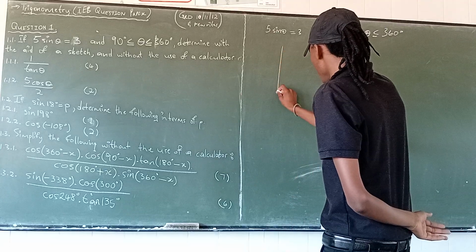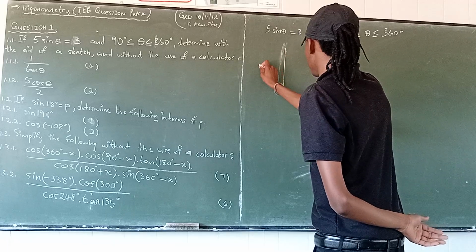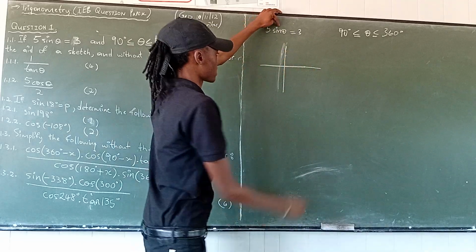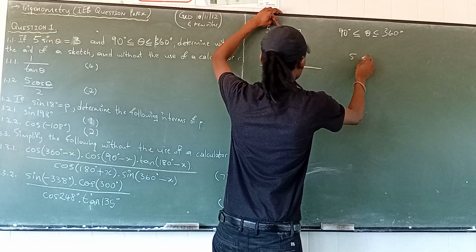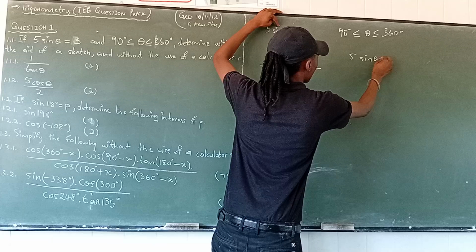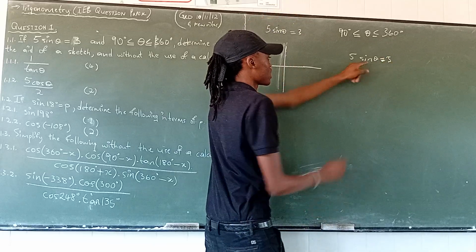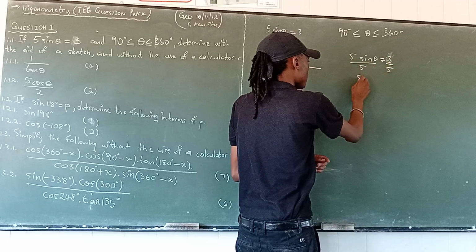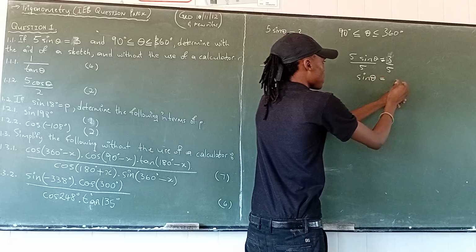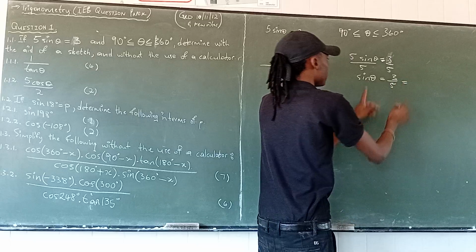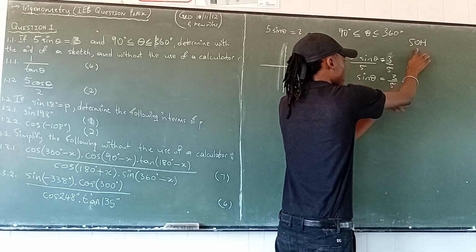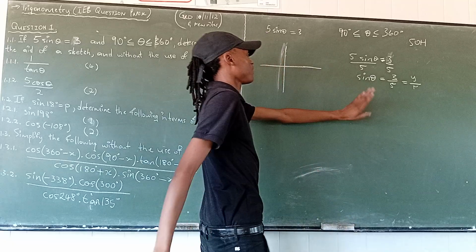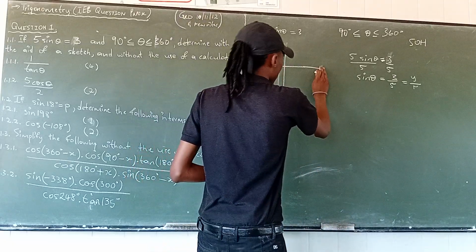Firstly, we need to draw our CAST diagram. This is how it's going to be. On our CAST diagram, we need to fix this person. We fix this by saying 5 sine theta is equal to 3. So we want sine, which is our trig ratio. We divide both sides by 5, then we are left with sine theta equals 3 over 5, where the opposite is y, and our hypotenuse is r. The missing value here is x, the adjacent.